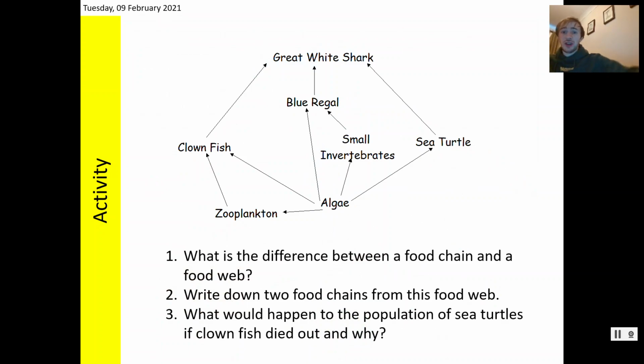Now, there's 3 questions here, and this is the kind of things you will see for this food web. You won't generally be asked to draw a food web. You'd be much more likely to be asked to do one of these 3 questions. So what I'd like to do is just answer these 3 questions in your books. So have a go at these, hopefully not too difficult.